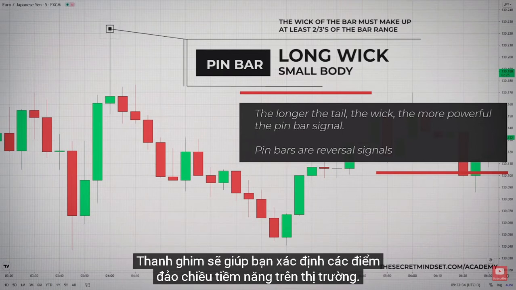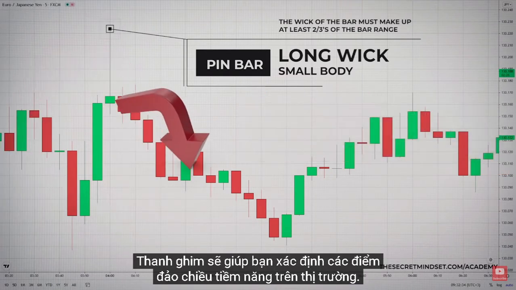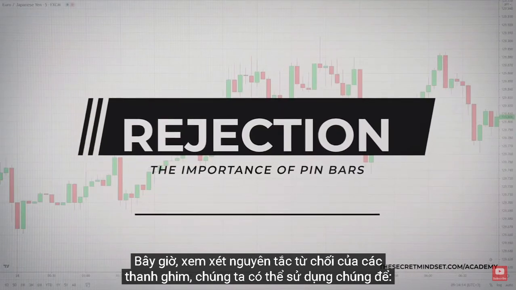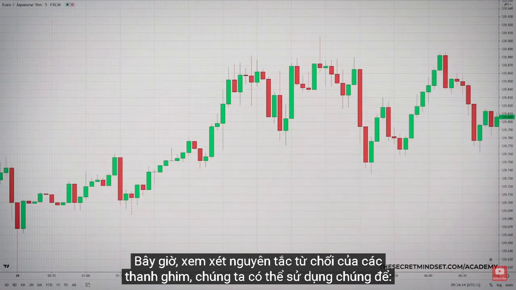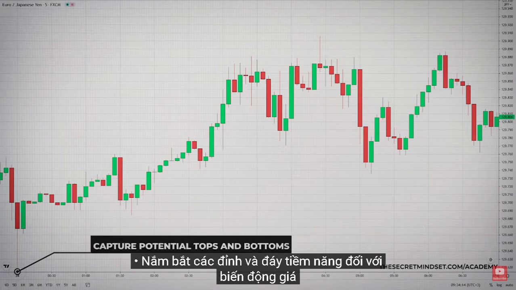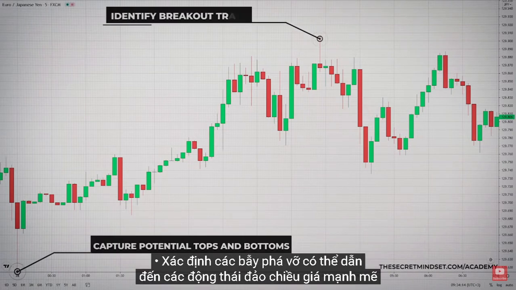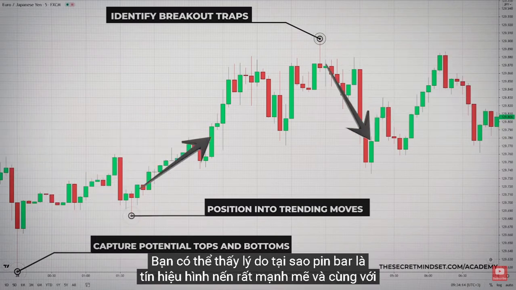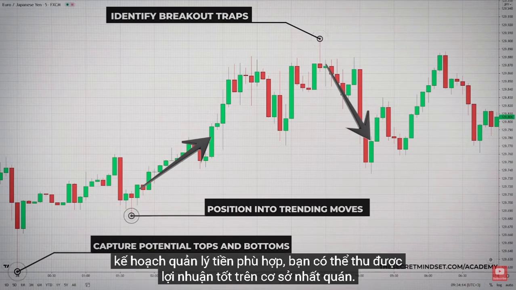The pin bar will help you to identify potential reversals in the market. When pin bars form, it's a good sign the market is ready to move in the opposite direction. Now, considering the rejection principle of pin bars, we can use them to capture potential tops and bottoms in price movements, to identify breakout traps that can lead to powerful price reversal moves, and to position ourselves into trending moves at good prices. You can see why pin bars are very powerful candlestick signals, and coupled with the right money management plan, you can capture decent profits on a consistent basis.